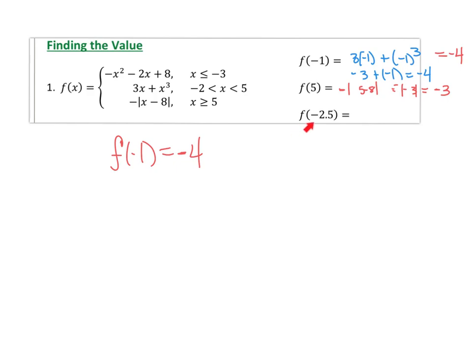Let's take a look at this last one, -2.5. Let's figure out where it is in the domain. x is less than -3? Nope, that's not it. This starts at -2 and goes to 5. That's not it. x is greater than 5? That's not it. So guess what, folks? It's not in the domain. We've got to be able to say it does not exist.